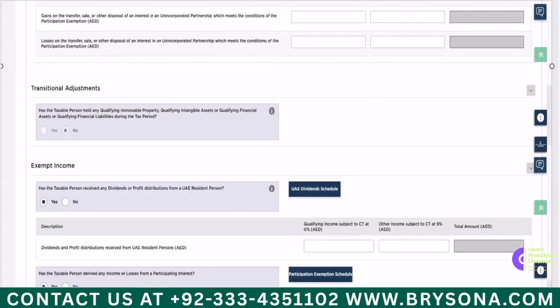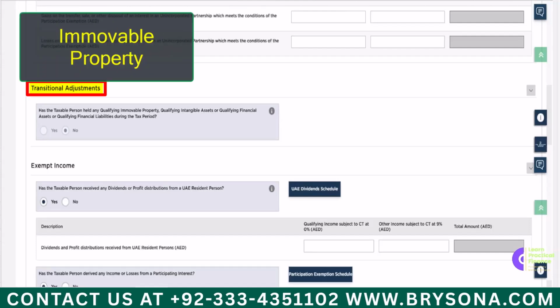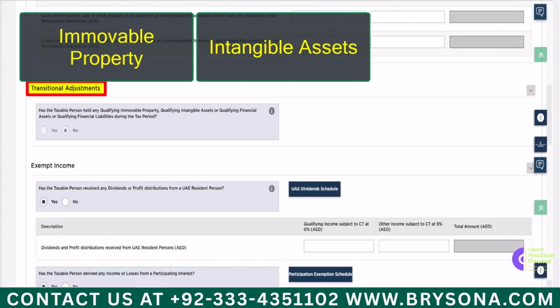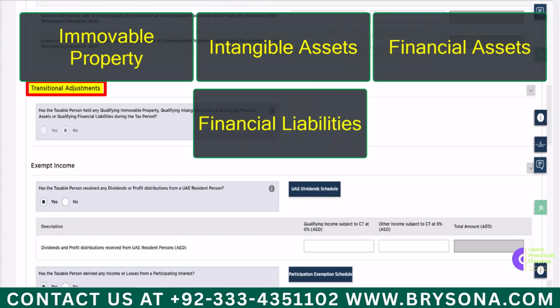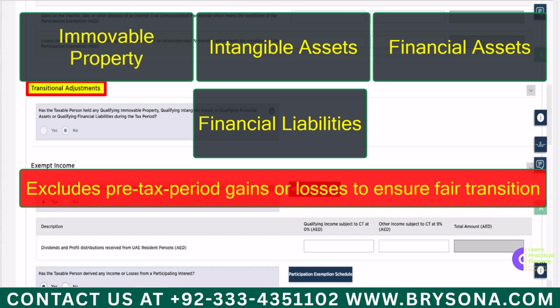Let's move to the next section. It is called transitional adjustments. What is the purpose of this section? It is used to report adjustments related to assets or liabilities existing before the start of corporate tax in UAE. It ensures only post tax period gains or losses are taxed. It applies to qualifying immovable property, intangible assets, financial assets, and financial liabilities which are recorded before corporate tax. It excludes pre tax period gains or losses to ensure a fair transition.